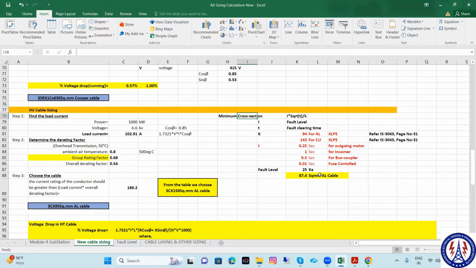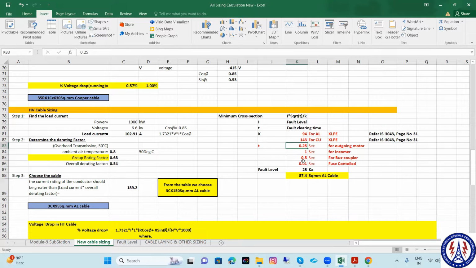The constant value is mentioned in IS 3043, so I have taken it directly from there. It depends on the insulation as well as the conductor. So 94 for aluminum XLPE, 143 for copper XLPE. For the motor feeder, I should take 0.25. If it is a bus coupler, then 0.5 second. If your motor is fuse controlled, then it will be 0.01.